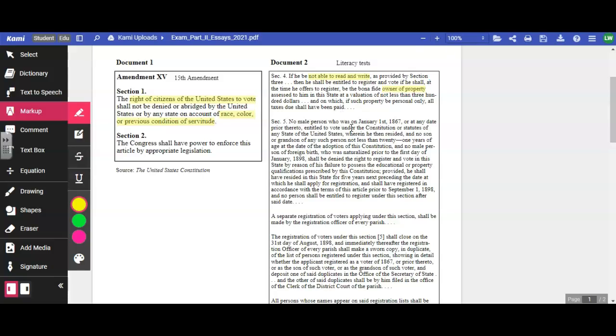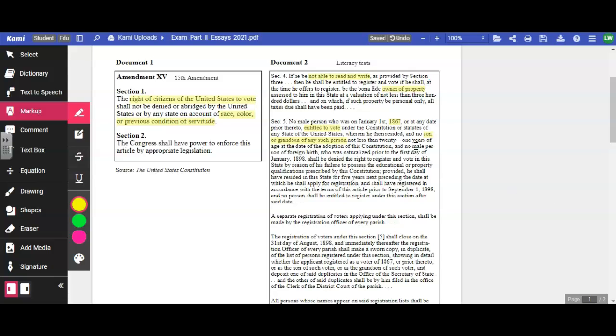So if they were entitled to vote before 1867, then they can vote. All right, so let's think. Only people who were able to vote before 1867 are just let in. They don't have to take that literacy test. They don't have to do anything like that. Also, any son or grandson of any such person, so any son or grandson of a person who was entitled to vote before 1867.